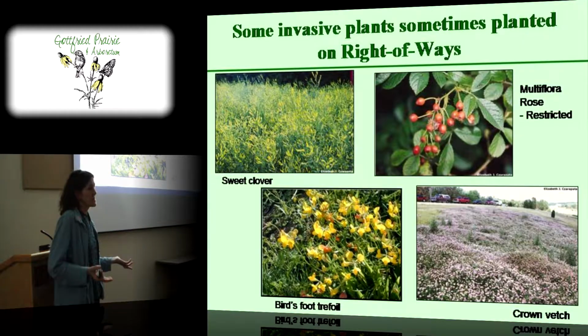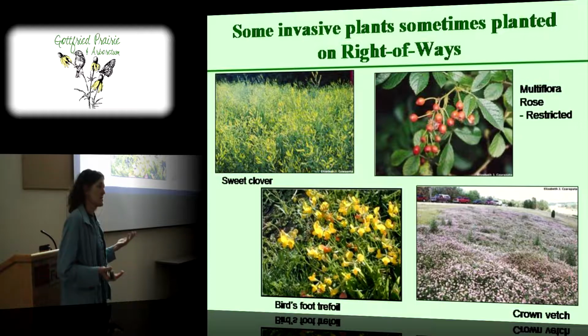Now, some of these things were intentionally planted on roadsides. Fortunately, none of these species are still being planted on roadsides, except for the bird's foot trefoil in some cases. But when they get planted, they tend to just cause these blankets that just cover over everything else.